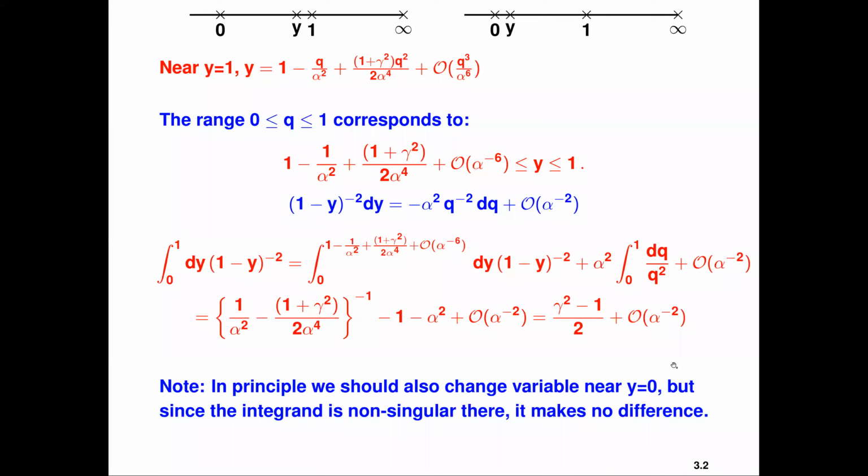Can you just explain why you took this limit, like the lower limit of y to be this? I missed that part. Lower limit of y to be this? This 1 minus 1 over alpha squared, yeah. Oh, that's from this relation, right? If you look at this relation, then q ranges from 0 to 1. For q equal to 0, y is 1, and for q equal to 1, y is given by this. So q between 0 and 1 translates to this range of y. Okay, so that's the range in which we change variable. Outside this range, you don't change variable because it's a non-singular integral, so you can do it as one integral. Okay. Thank you.